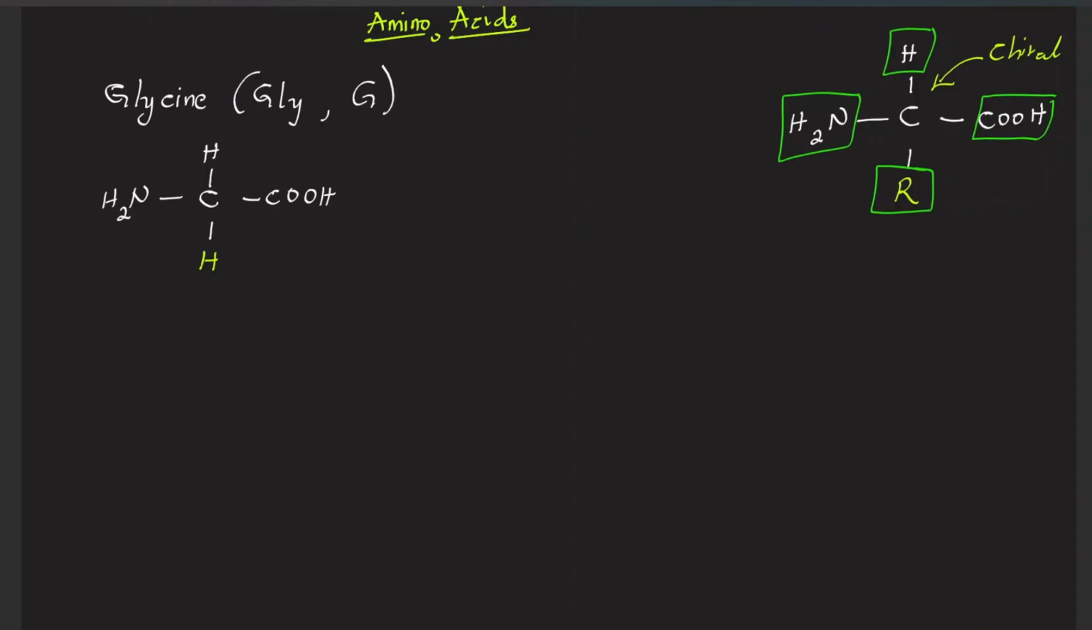The next amino acid we will be looking at is alanine. The 3-letter abbreviation for alanine is ALA, and the 1-letter abbreviation is just an A. For alanine, the R group is a methyl group, a CH3 group attached to the carbon center. And as you can see, these 4 groups are different, and so the carbon center is chiral for alanine.